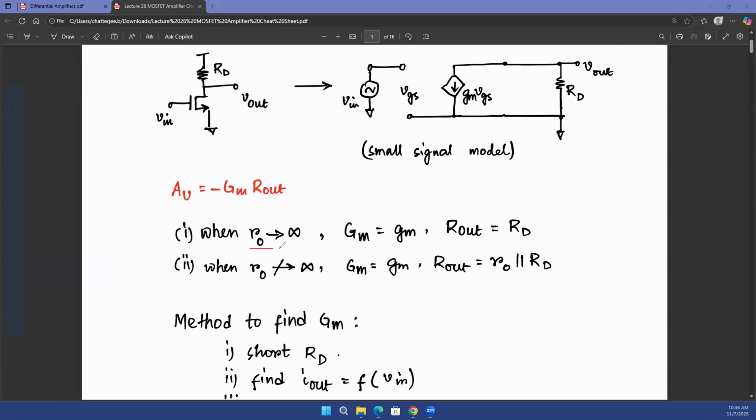When Rho is equal to infinity, your capital GM is equal to small gm of the transistor, and Rout is equal to RD. You just have this RD resistance at the output. If Rho cannot be considered as infinity, then Rout is Rho in parallel with RD.